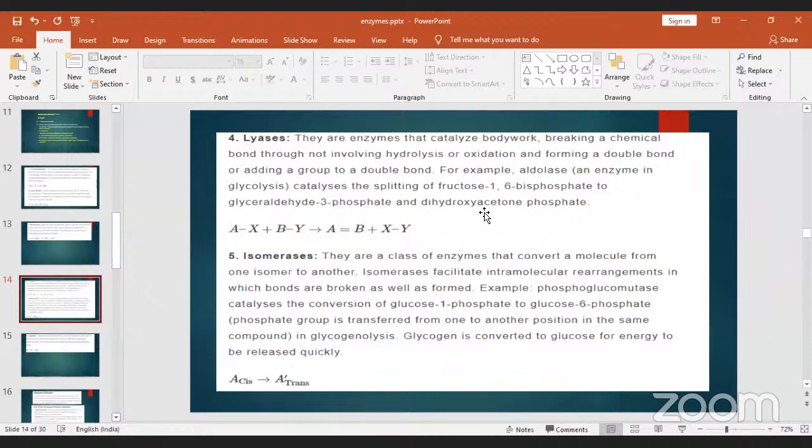Carbon and sir, C is sulfur. Carbon sulfur, that is in ligases.